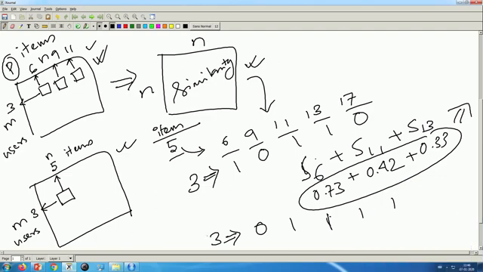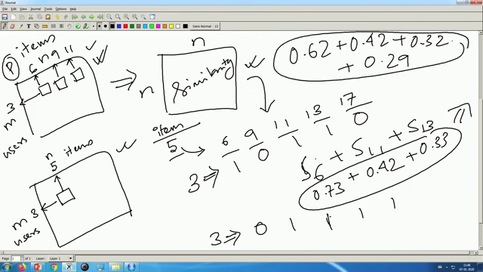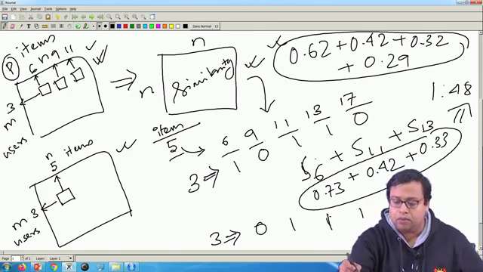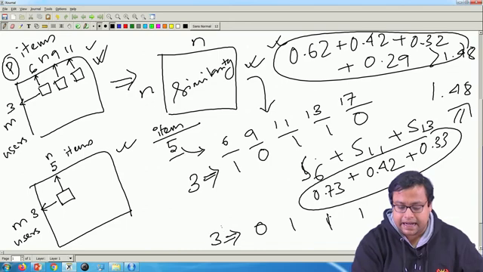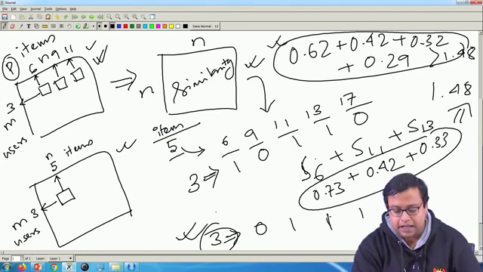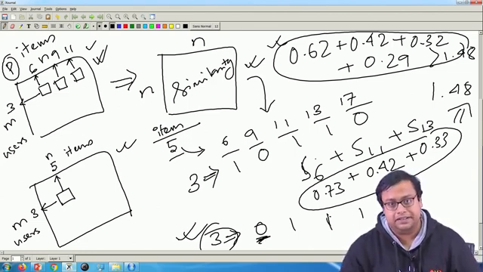Okay. And if the rest 4 he has seen, the corresponding values are coming, let us say 0.62, 0.42, 0.32 and 0.29, in the second case. So, you will see in the first case the total value is 0.73 plus 0.42, that means 1.15, plus 0.33, 1.48. And in the second case it is coming more than 1.48. So, in the second case the chance of recommending item 5 will be much higher, though he has not seen the closest movie.